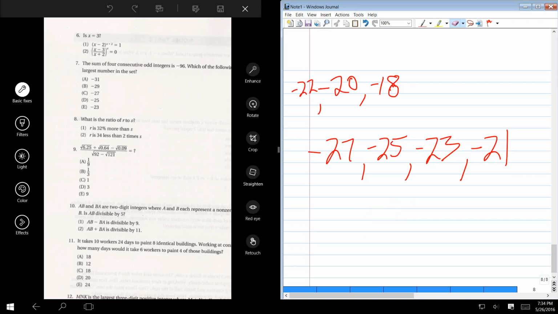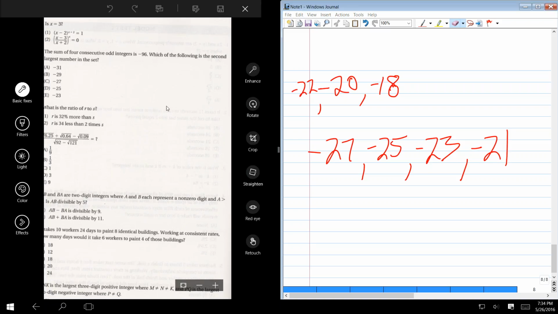And now they say, which is the largest number in the set? What's the answer? Negative 21. Well, negative 21 should be the largest number. So I guess when they're saying the largest, they're talking about absolute value then? No, I think it's a typo.